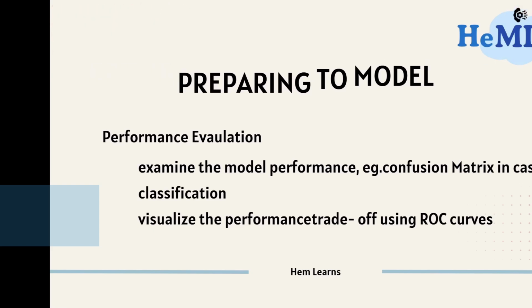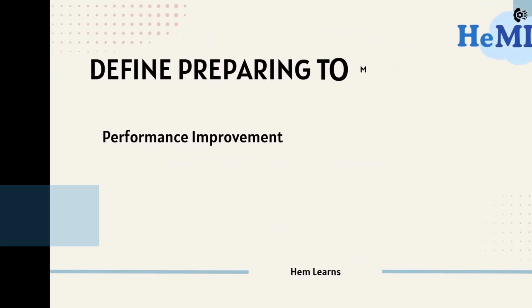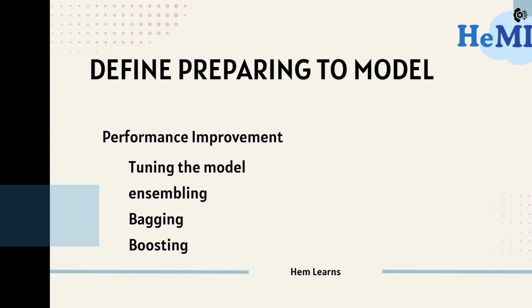Performance improvement. If a model is not performing well, we can still improve it. We can tune the hyperparameters, try ensembling methods, or use bagging and boosting techniques. These methods combine multiple models or adjust the parameters to squeeze out better accuracy and reliability.